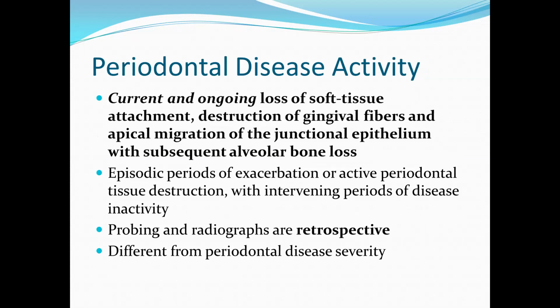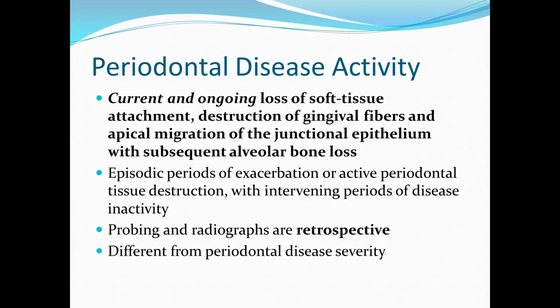Now, periodontal disease activity, right? Now, this is from the textbook, right? Current and ongoing loss of soft tissue attachment, destruction of gingival fibers, and apical migration of the junctional epithelium with subsequent alveolar bone loss. So if they have periodontal disease activity, they are still experiencing bone loss.